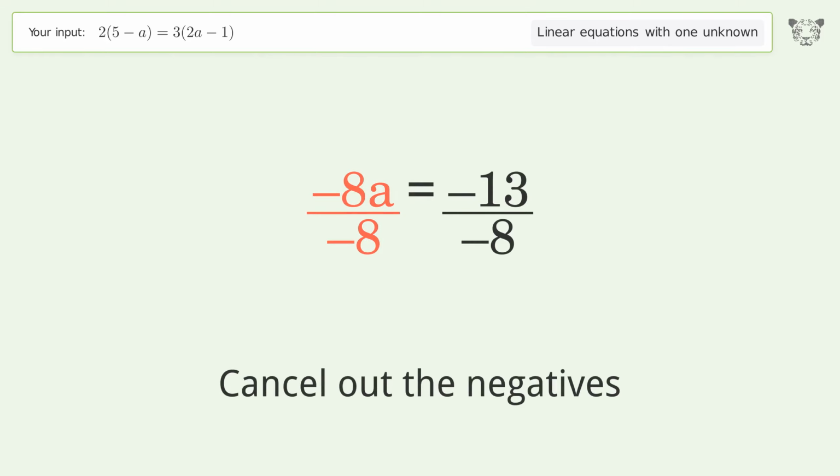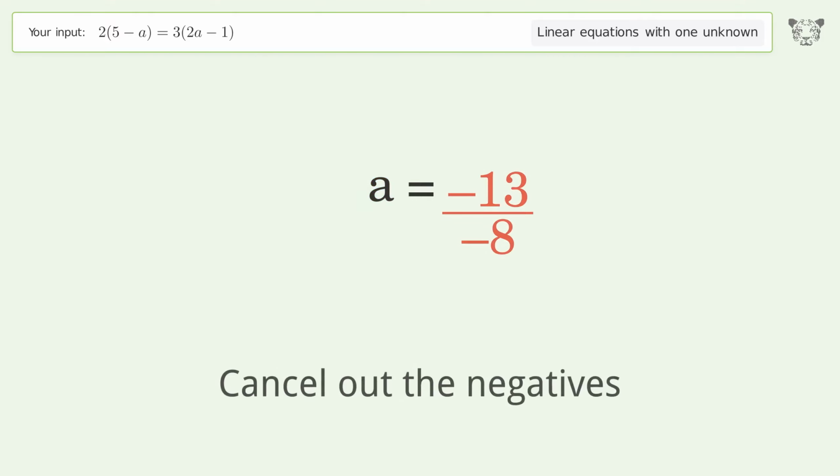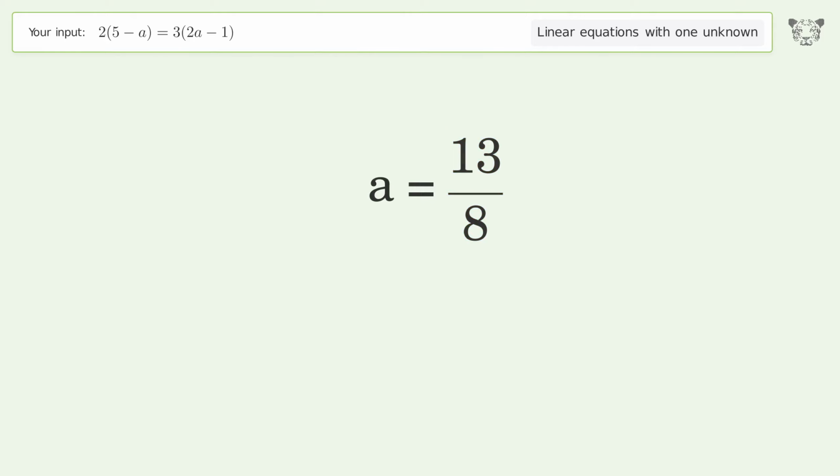Cancel out the negatives. Simplify the fraction. Cancel out the negatives. And so the final result is a equals 13/8.